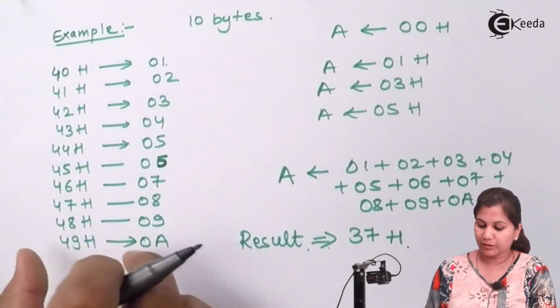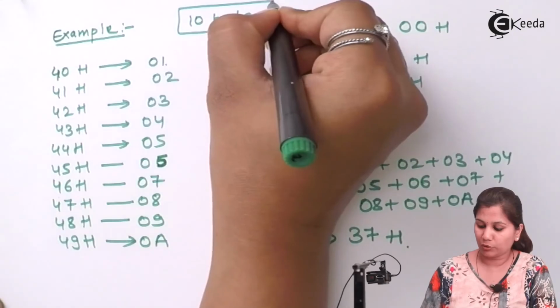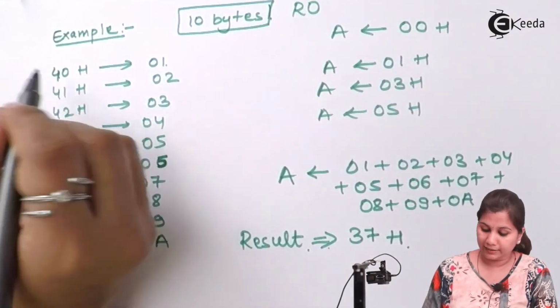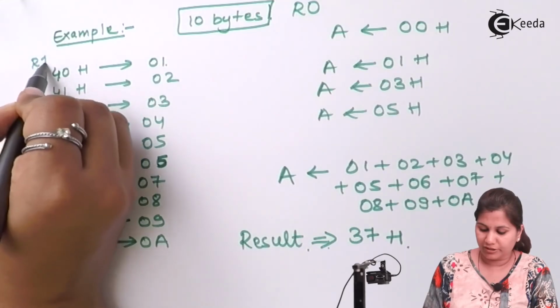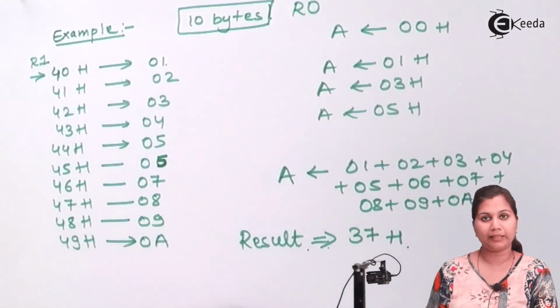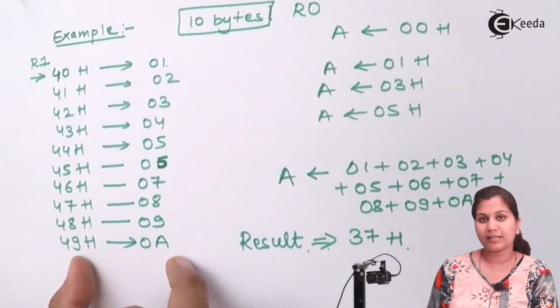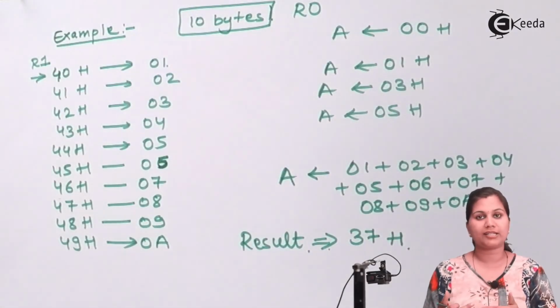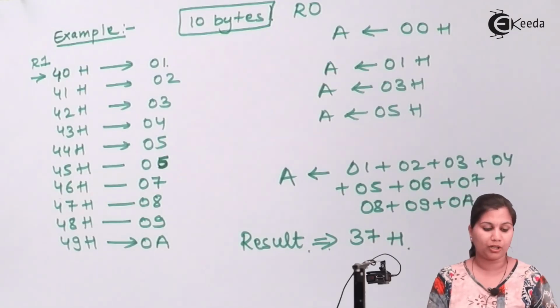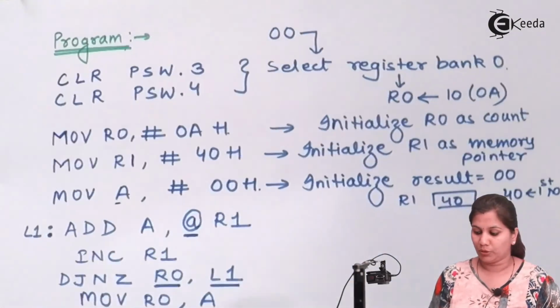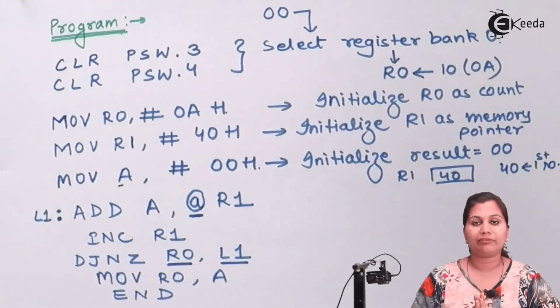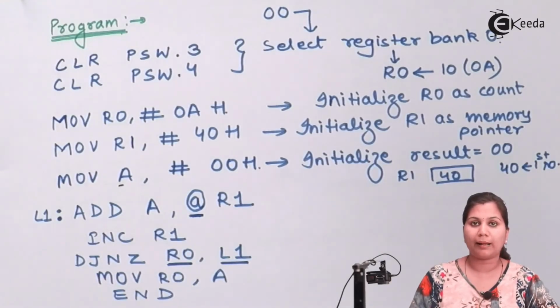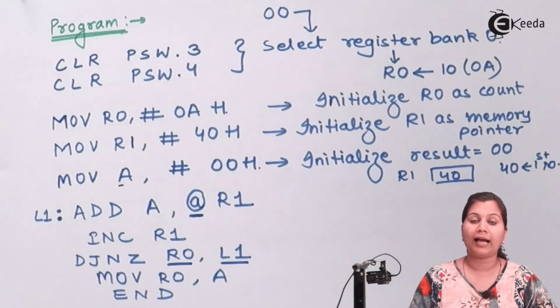This is the 10 numbers. So 10 bytes, this counter is loaded in R0 register and the pointer is R1 register. R1 register is incremented so that every next memory location will be pointed, and when these 10 bytes are completed, then this counter will be made 0. Okay, and addition is done using the add instruction. So this is how in 8051 microcontroller we can write a program to add 10 bytes of data, and the sum is assumed to be 8-bit.